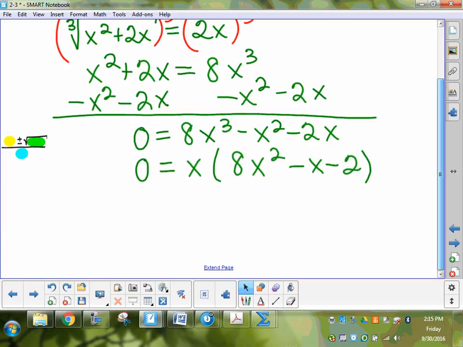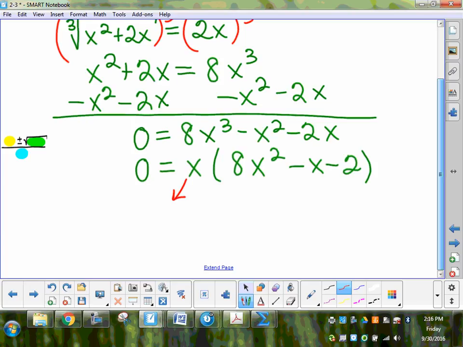I'm to this point now. After we factored last time, well, as of right now, this has 2 factors. I'm going to go through and write this out, and I'm going to take each of my factors and set them both equal to 0. So I take the GCF, set it equal to 0. Does x equal 0? Yes. That's our first answer. Now I go over here, and I've got 8x squared minus x minus 2 is equal to 0.